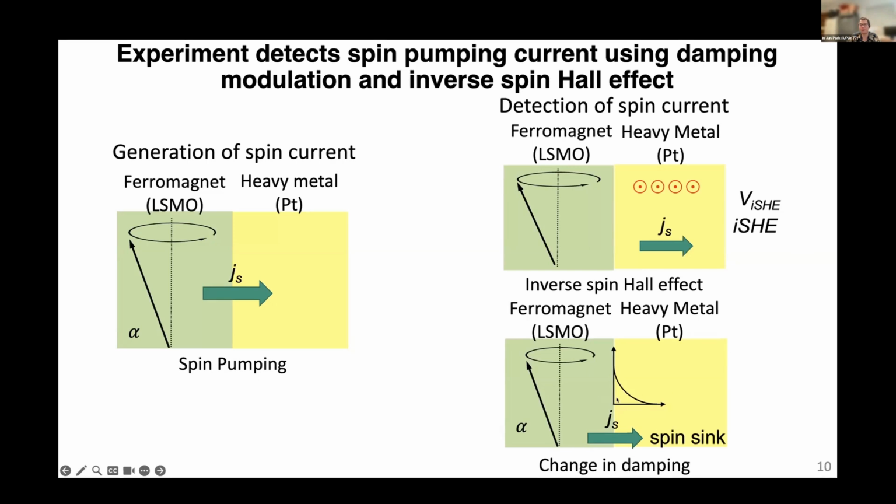Another one is to observe the change in the Gilbert damping alpha when we place a heavy metal next to a ferromagnet, because the heavy metal acts as a spin sink, so the spin current will be dissipated in this spin sink, and we have a difference in Gilbert damping with and without the heavy metal.